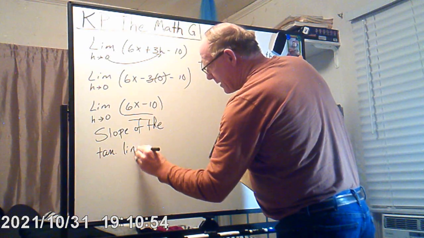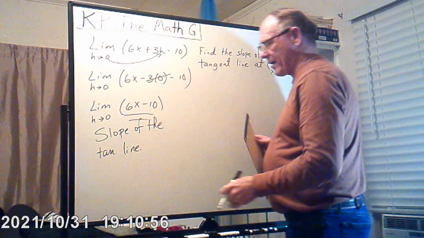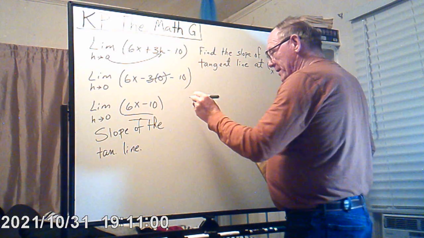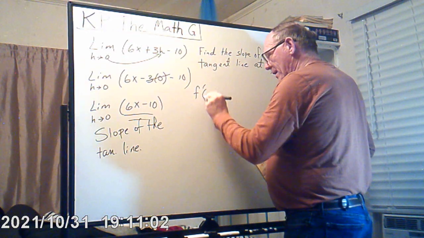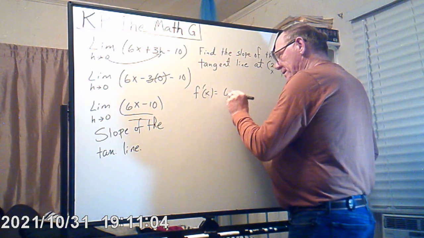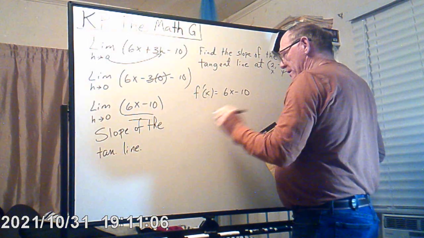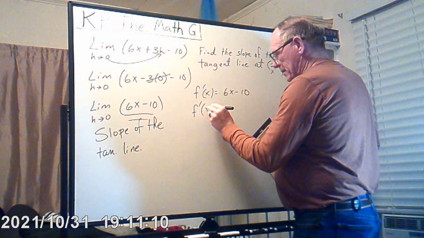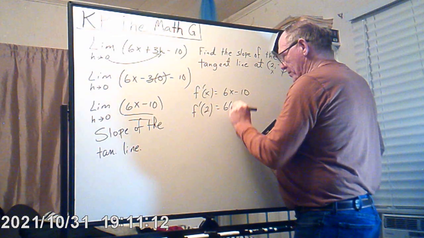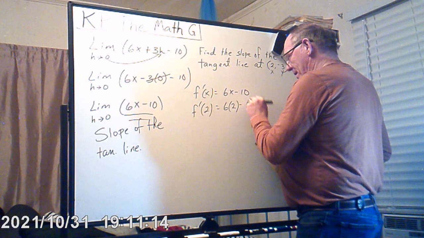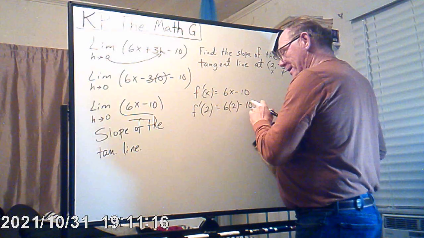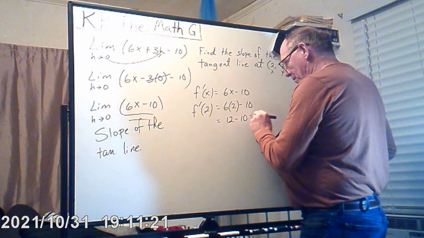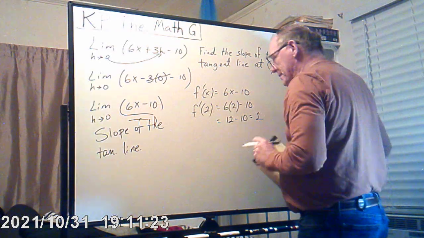Tangent line, okay. So all we have to do is, this is f prime at x, which is 6x minus 10. So then f prime at 2. So 6 times 2. How about that? I didn't even think about plugging that in earlier, believe it or not. That's 12 minus 10, which equals 2.